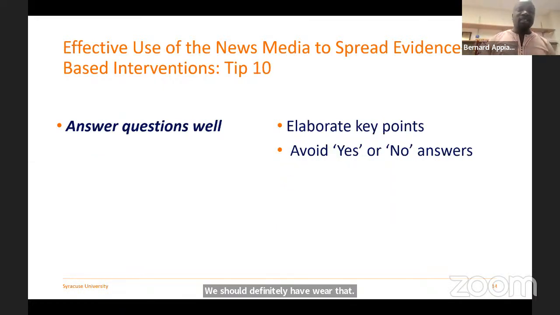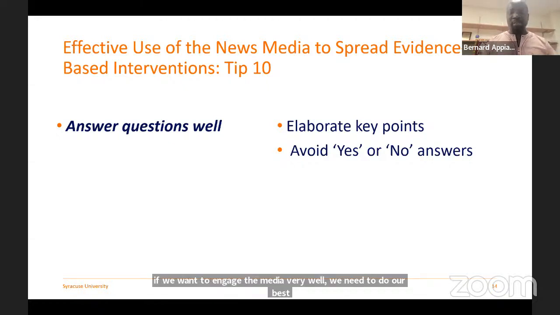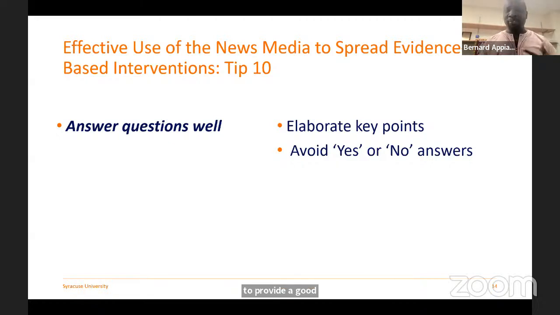Now, we also have to answer questions very well. And here, one way to do that is to elaborate on some key points. Sometimes people have a tendency of providing yes or no types of answers. But if we want to engage the media very well, we need to do our best to provide good responses that are not just yes or no. We have to explain the yes or no situations.